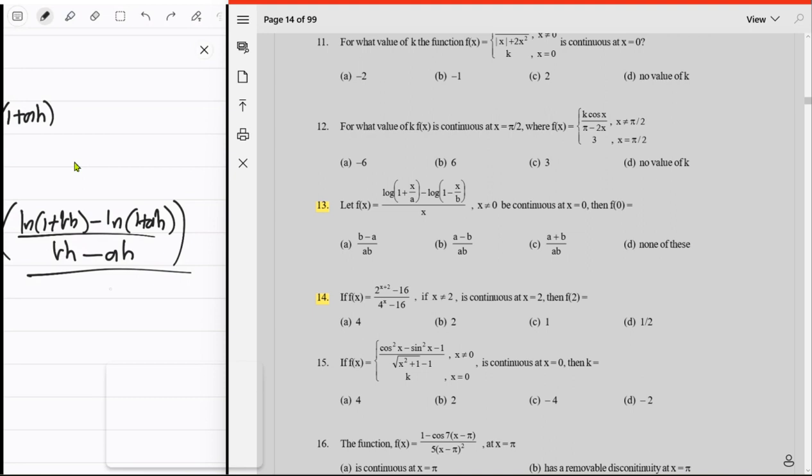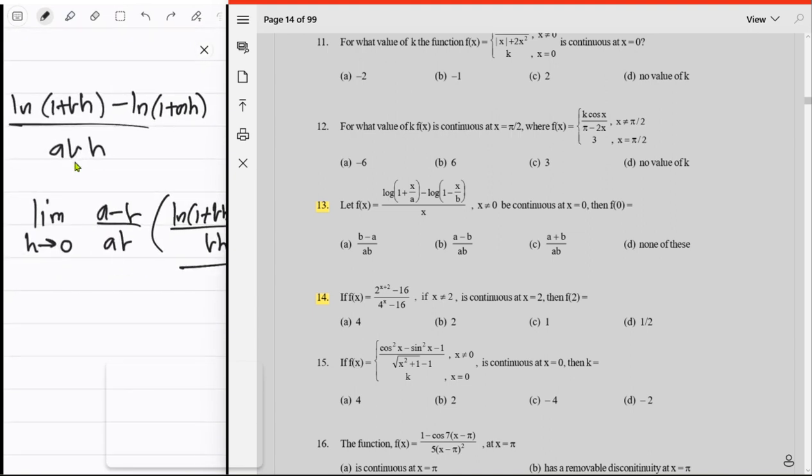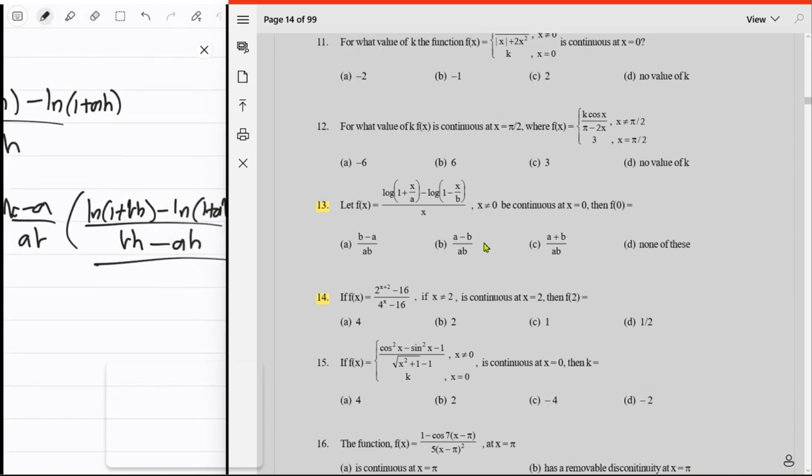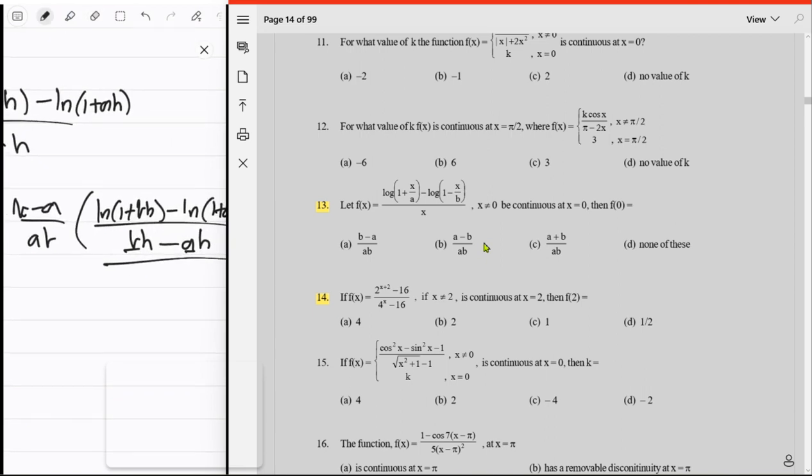So this is just the derivative at x equal to 1. The derivative of natural log of x is just 1 upon x, and at x equal to 1 that is going to be 1. So a minus b upon ab, that's the limit. Wait, is this a minus b or what? No, it should be b minus a, right? Let's look at that. B minus A, that makes sense. So it'd be b minus a upon ab.